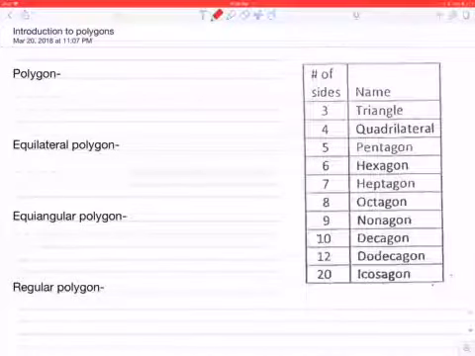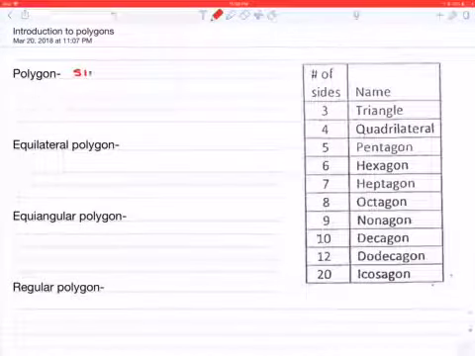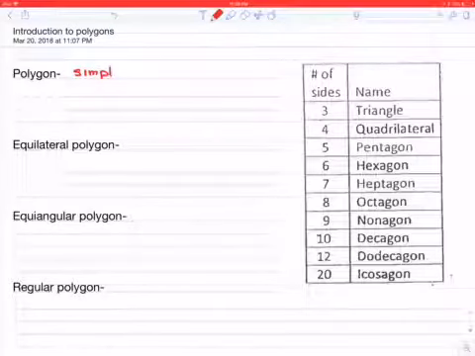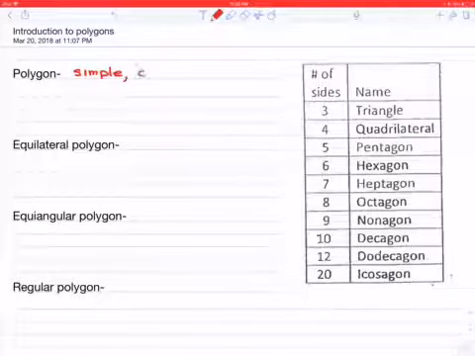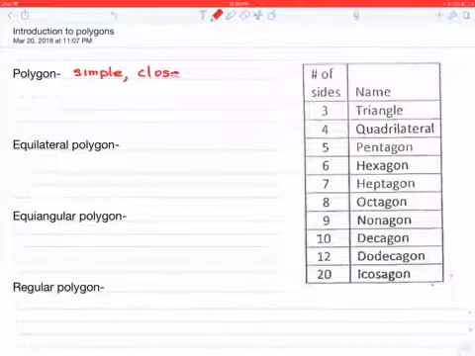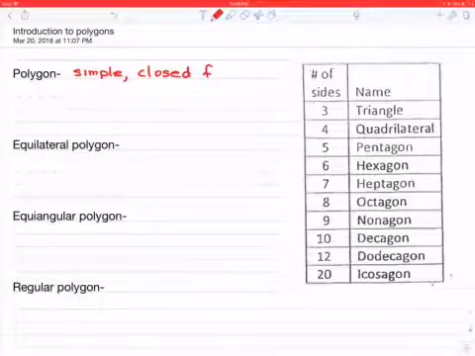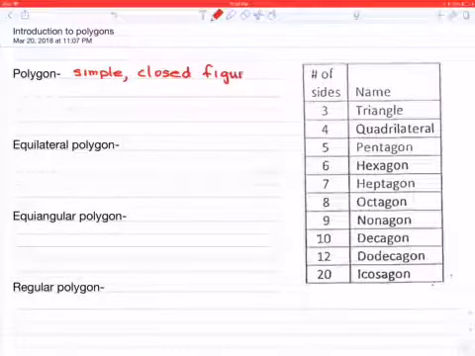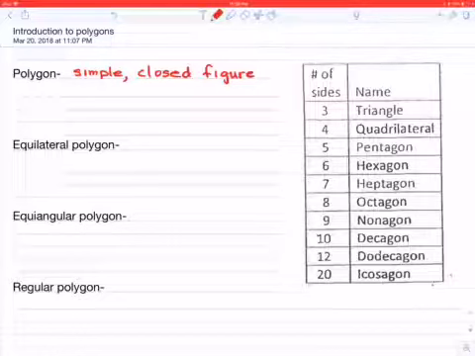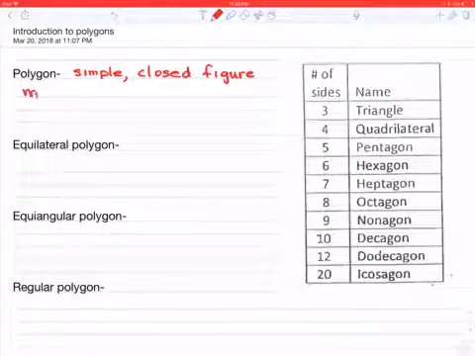A polygon is a simple closed figure that is made up of straight line segments only.